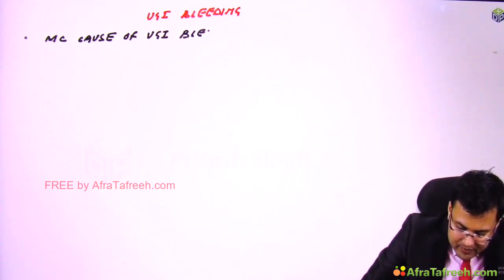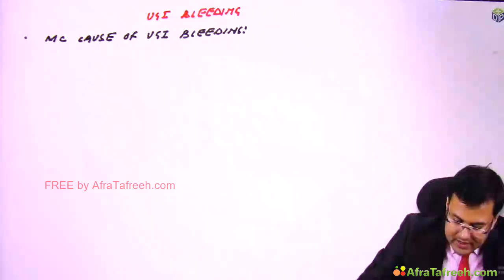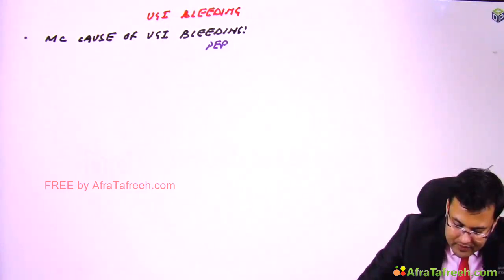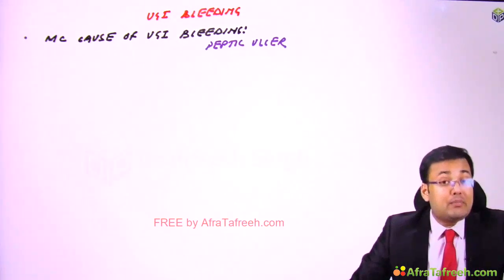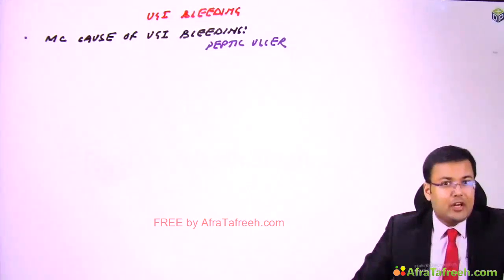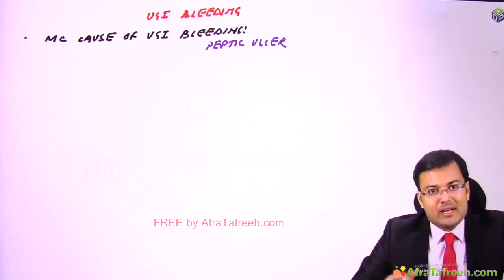So first question, the most common cause of upper GI bleeding is the peptic ulcer. Generally in peptic ulcer, be careful, there is massive bleeding, and because of this massive bleeding there is hematemesis.